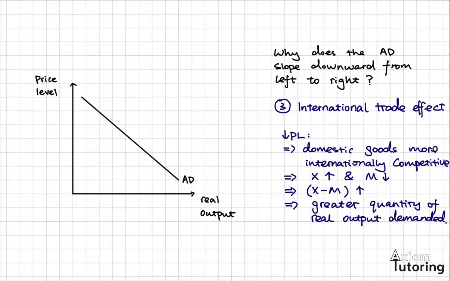So the overall logical chain is: a lower domestic price level means domestic goods are becoming more internationally competitive. This will lead to rising exports and falling imports. As a result, the net export component of aggregate demand increases, and a greater quantity of real output is now demanded. The reverse can also happen if the domestic price level rises faster than price levels abroad.